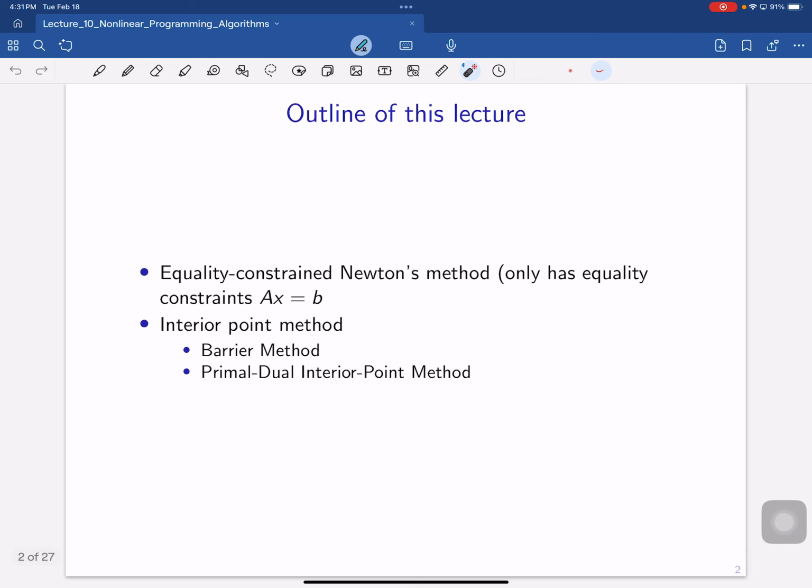Okay, so the outline of this lecture is as follows. We will first talk about a very simple algorithm called equality constrained Newton's method, meaning that we only have linear equality constraints. The objective can be nonlinear, but the constraints are all linear. And after that, we will talk about two types of interior point method. The first one is called the barrier method. Then the second one is the so-called primal dual interior point method. Okay, so you don't need to be scared by this. This is just an outline.